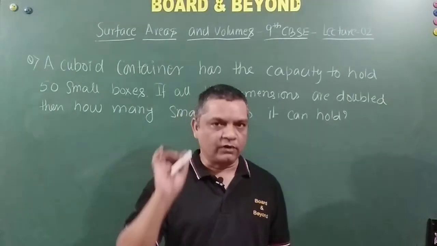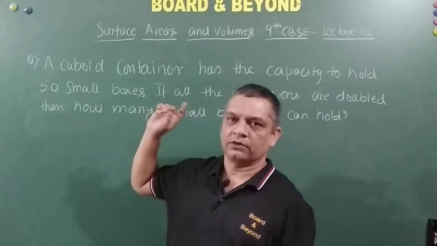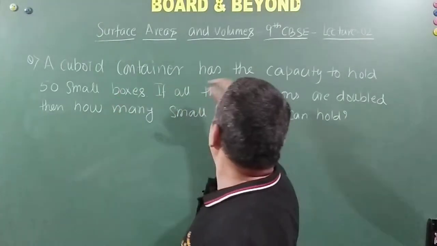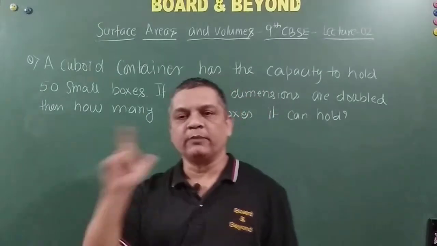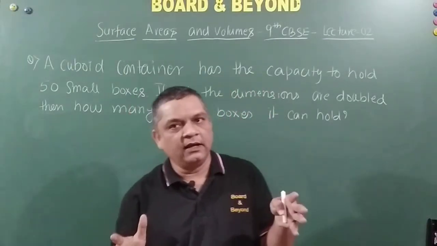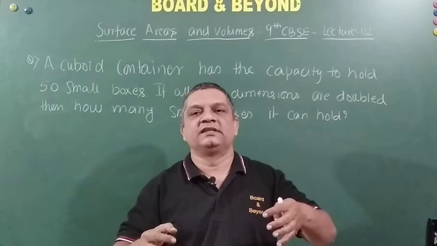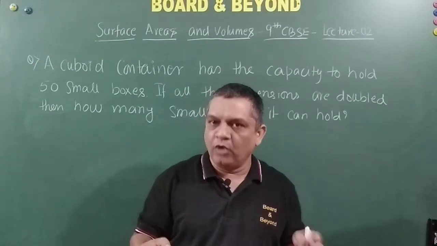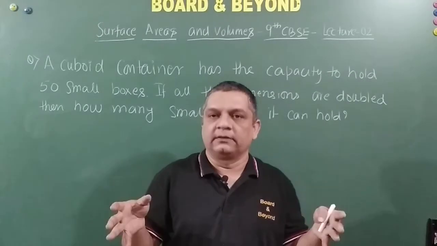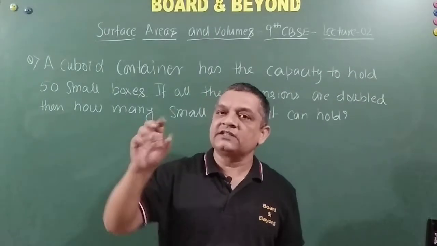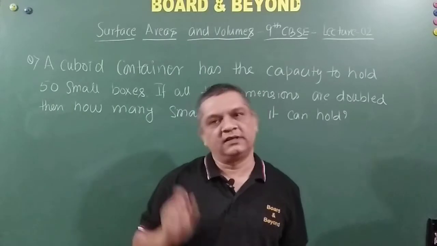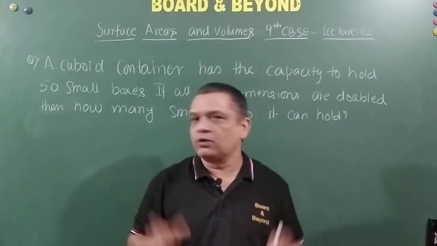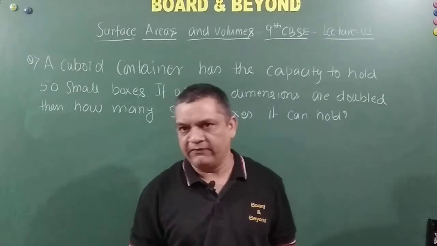So for simplicity, I have taken down a question on the board, which says that a cuboid container has the capacity to hold 50 boxes. There is a certain cuboid container which can hold 50 boxes inside it, right? Now if the side of the cuboid box is doubled, then how many such small boxes can it hold? This is the question, right? So when it is holding something, it is definitely true that we have to find out a volume, right friends?